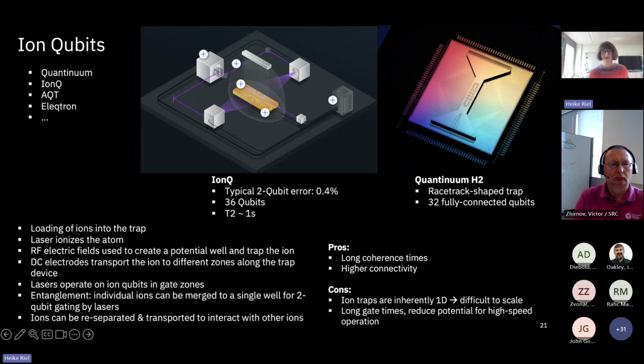That's H2. It's a racetrack shaped trap, which you see here. So you can shuttle the ions around, and what you can achieve here is 32 fully connected qubits.